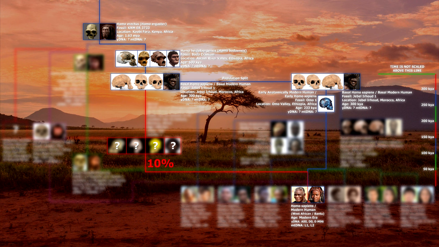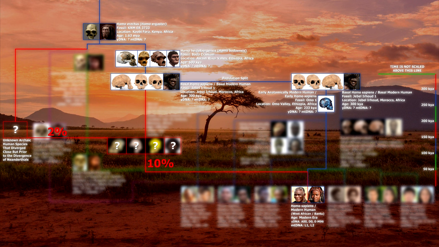Note that this scenario implies that the North African divergent modern humans would have also been the source of the 2% archaic ancestry of West Africans. This, in turn, implies that the North African divergent modern humans would have interbred with the unknown archaic human species that is the ultimate source of the 2% archaic ancestry of West Africans.